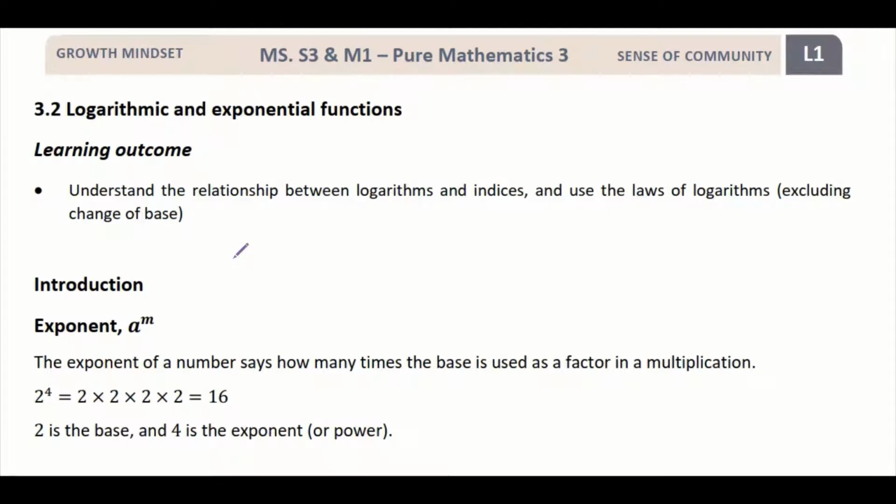Okay, hi everyone. So this is our first lesson for our second topic, which is logarithmic and exponential functions. For today's learning outcome, we'll be learning what is the relationship between logarithms and indices and how to use the laws of logarithms. Just for your knowledge, you are not required to know how to change the base of logarithm in this topic, meaning that you are not going to use that part.